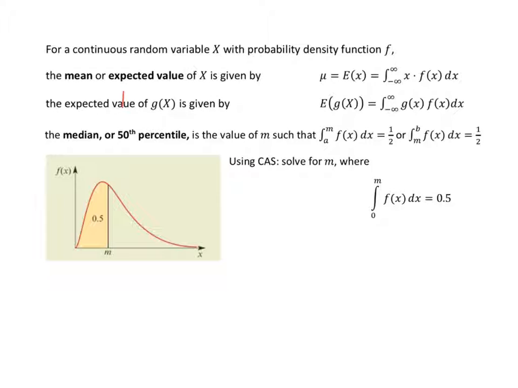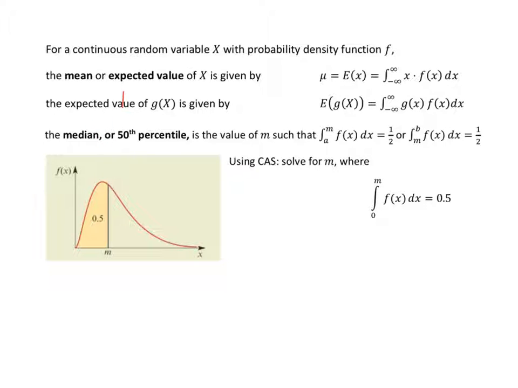Some basic definitions. For a continuous random variable x with probability density function f, the mean or expected value is given by the integral from the endpoints of x times f of x. The expected value of g of x is given by E of g of x, and it's basically replacing x's with g of x, and the same integral process applies.